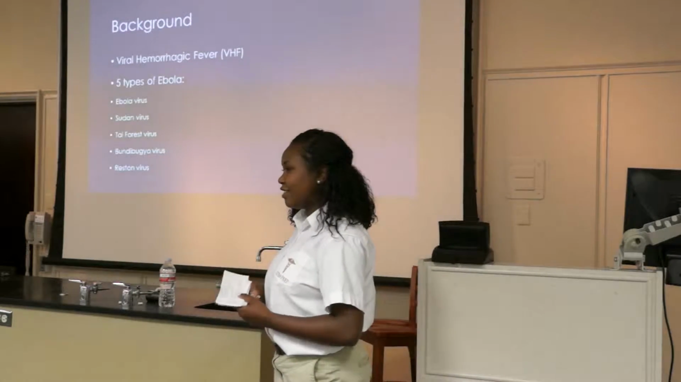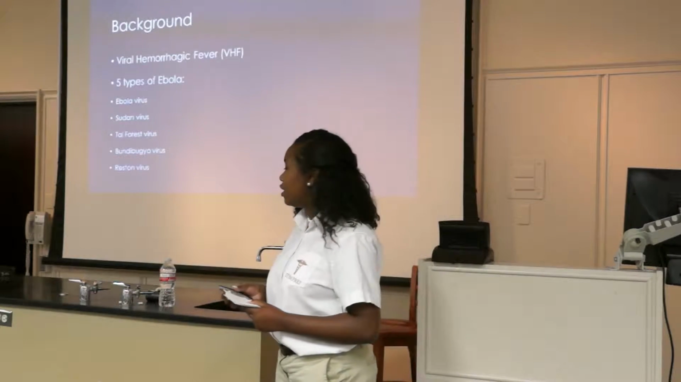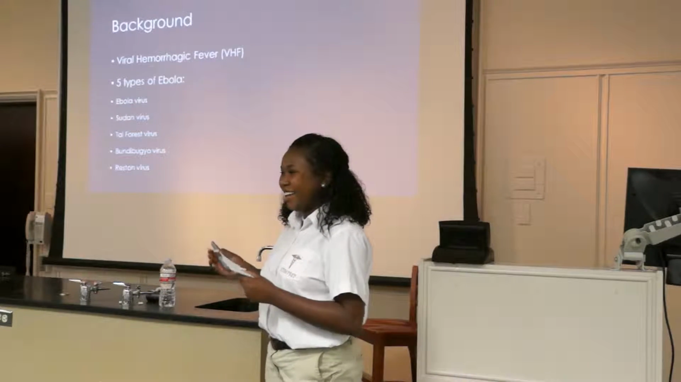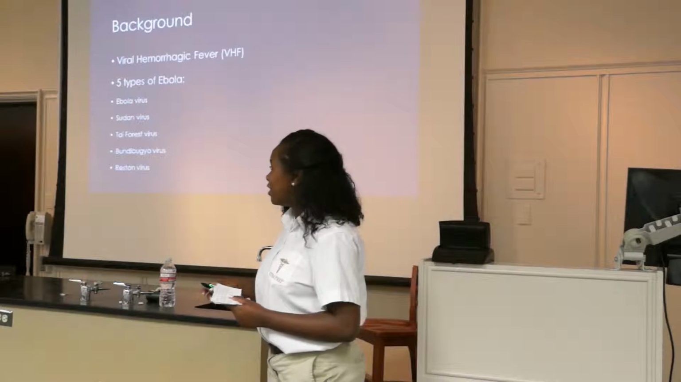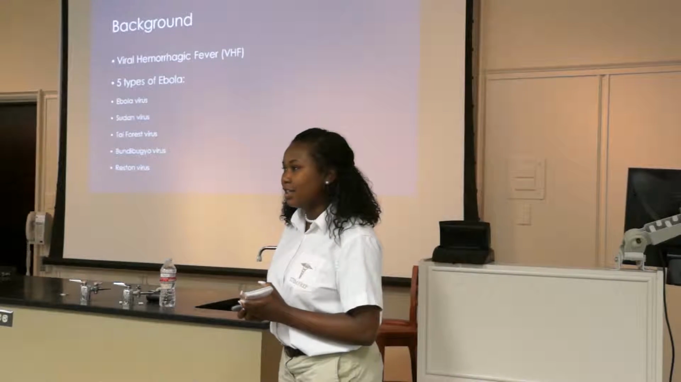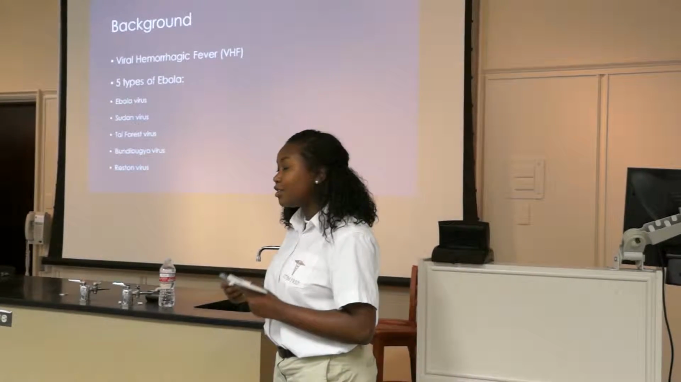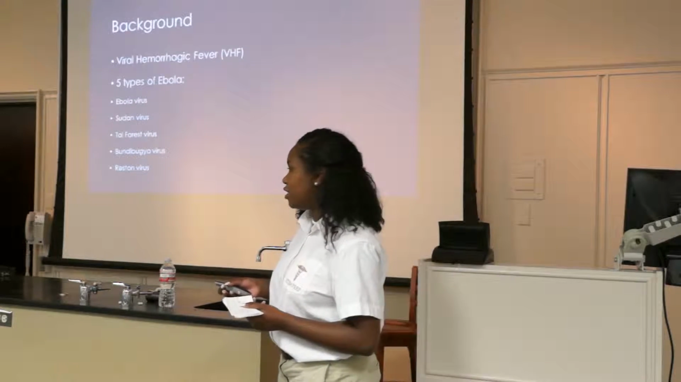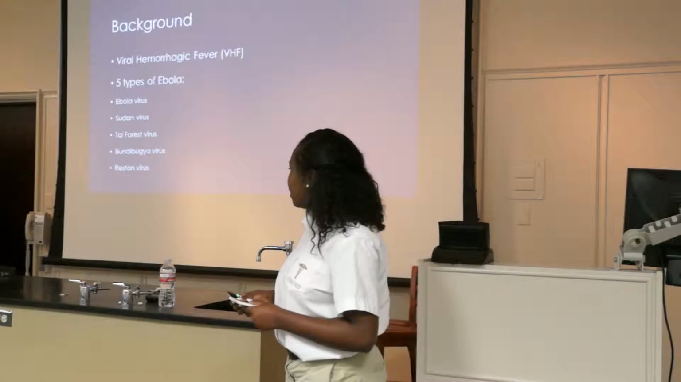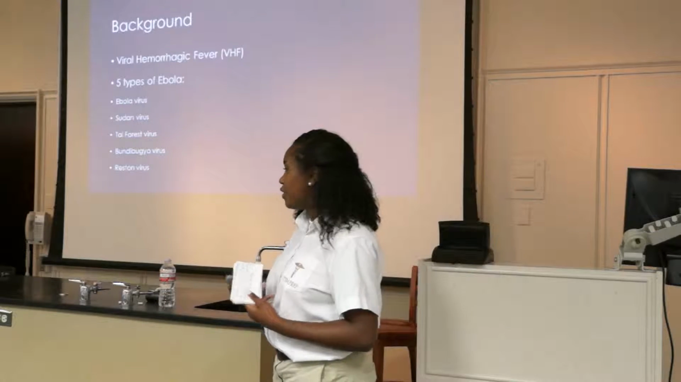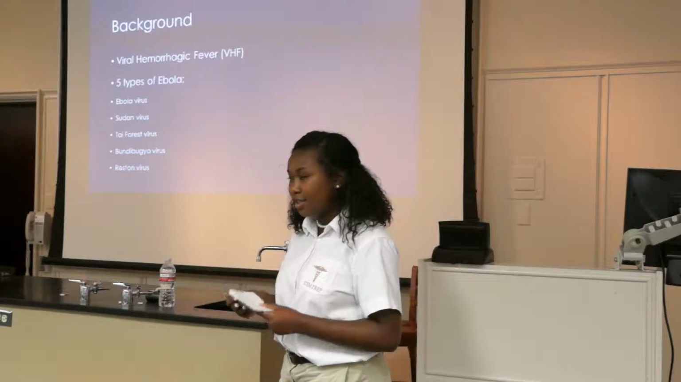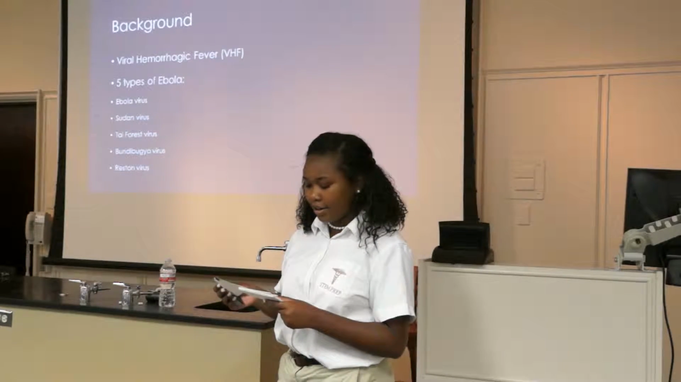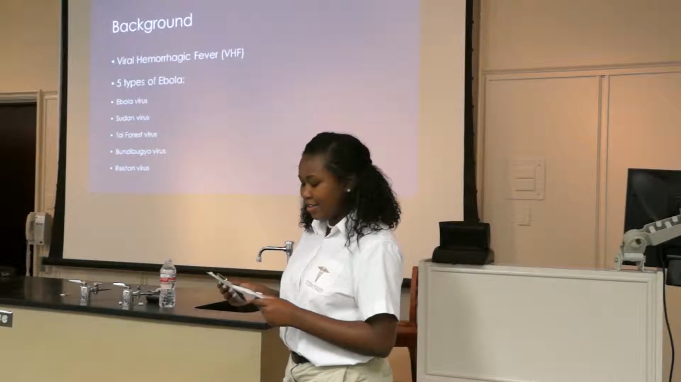Background. So what exactly is Ebola? Ebola is a viral hemorrhagic fever that is caused by an Ebola strain in your bloodstream. And a hemorrhagic fever is basically a multi-system syndrome that attacks your bloodstream and causes your body to bleed unexpectedly. And there are 5 types of Ebola. There's the most common one, which is the Ebola virus, and there are the other 4: the Sudan virus, the Tai Forest virus, the Bundibugyo virus, and the Reston virus.